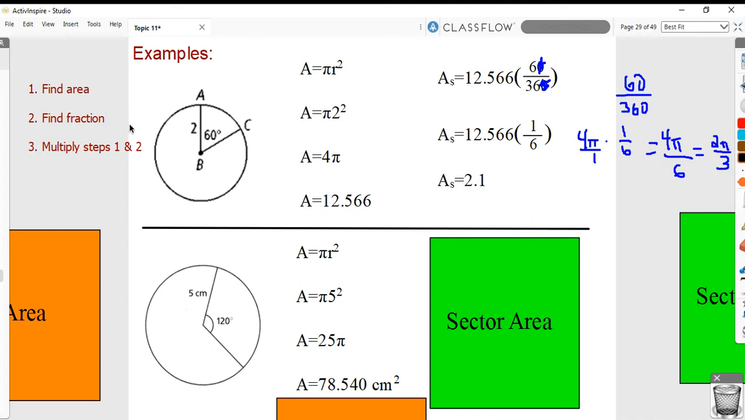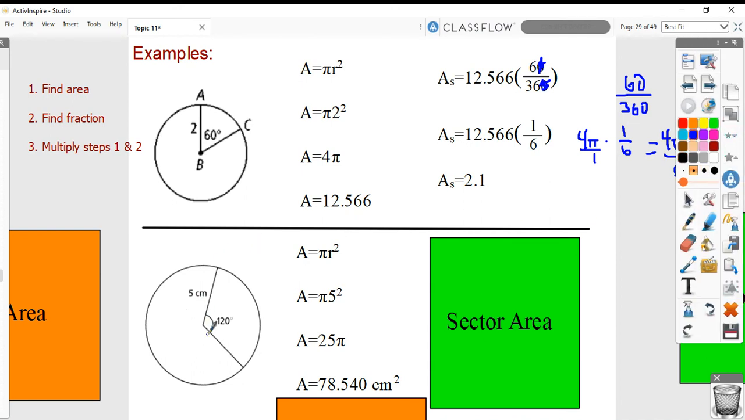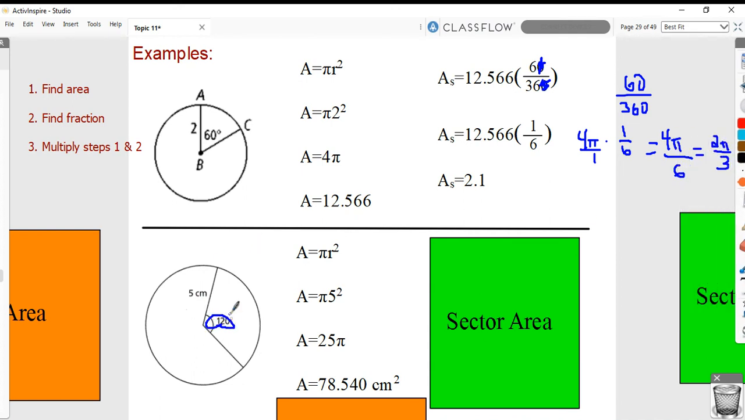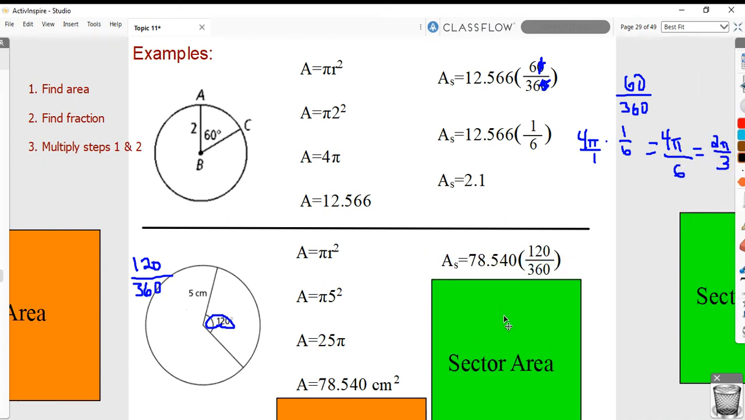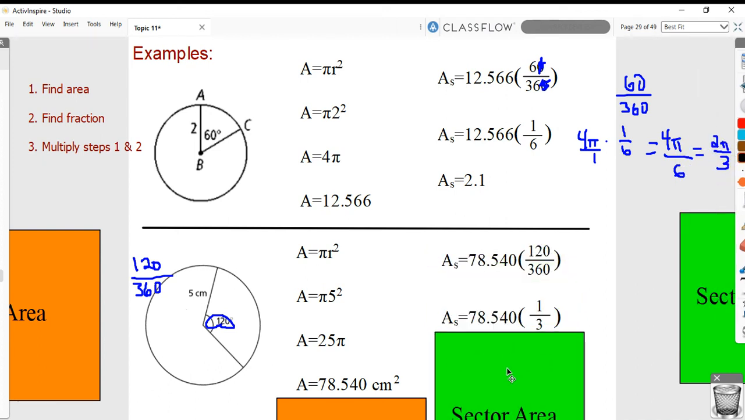Step number 2, we got to find our fraction. Well, we look at our central angle here. Our central angle is 120 degrees. That's theta. So we're going to have 120 out of 360. You may be able to recognize pretty quick that that is going to reduce down also. Just like this one up here, this 120 out of 360 is going to reduce down to 1/3.